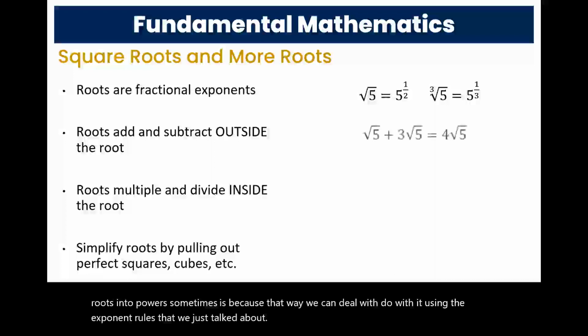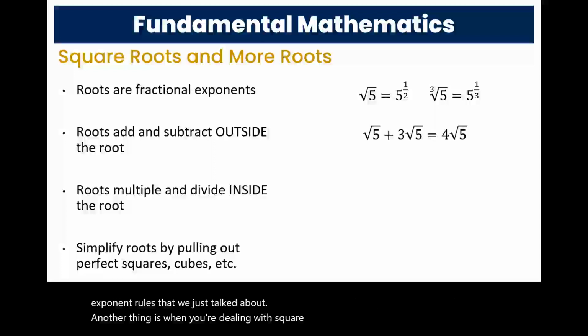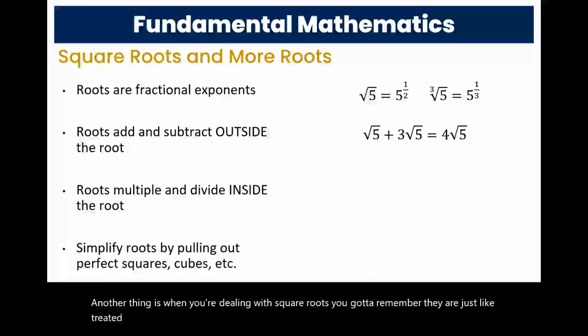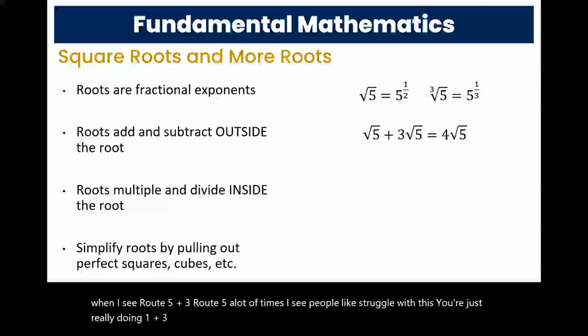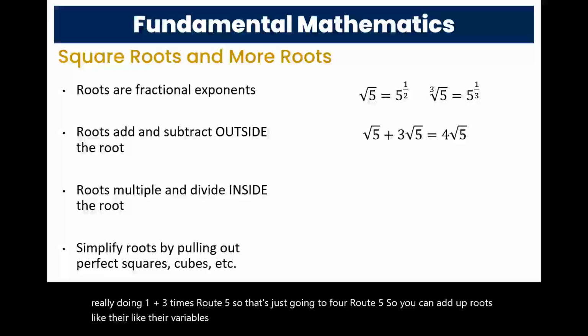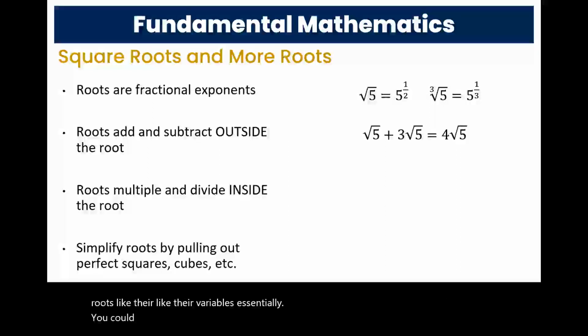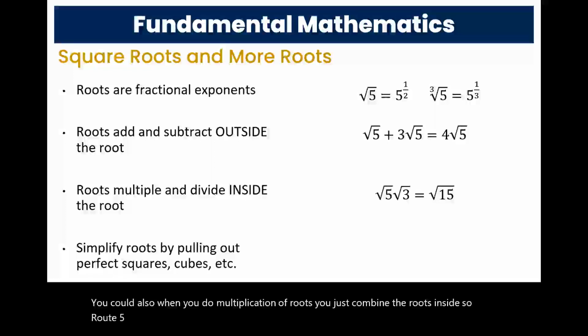Another thing is when you're dealing with square roots, treat a square root like a variable. If I have 1x plus 3x equals 4x, nobody balks at that. But when I see root 5 plus 3 root 5, a lot of times I see people struggle with this. You're just really doing 1 plus 3 times root 5. So that's just going to equal 4 root 5. So you can add up roots like they're variables essentially. When you multiply roots, you just combine the roots inside. So root 5 times root 3 is equal to root 15.